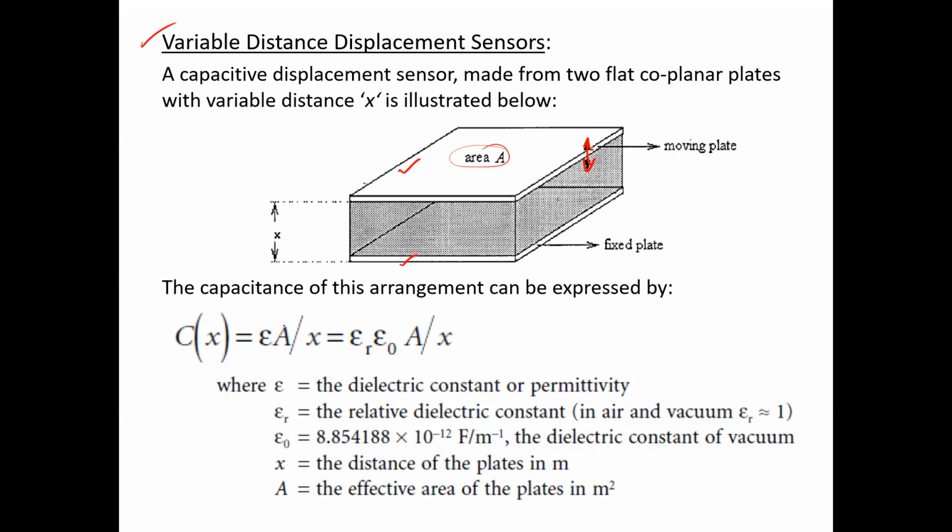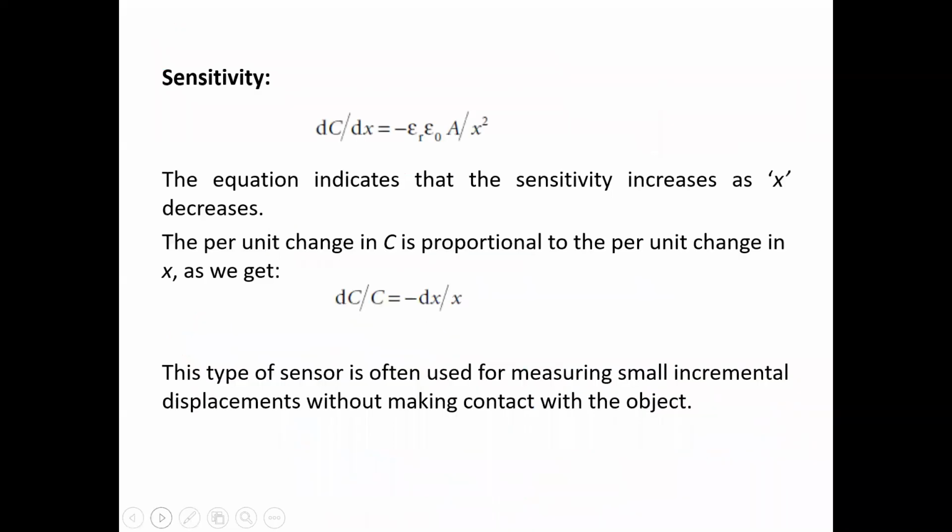For that, epsilon and a can be considered constant, and the capacitance can be represented as a function of x, which is the displacement or distance between the two plates in this case. Then this will be the expression for the capacitance between the two plates, and epsilon r could be the relative permittivity of the dielectric material. Now, if this equation is differentiated with respect to x, that would give a measure of the sensitivity.